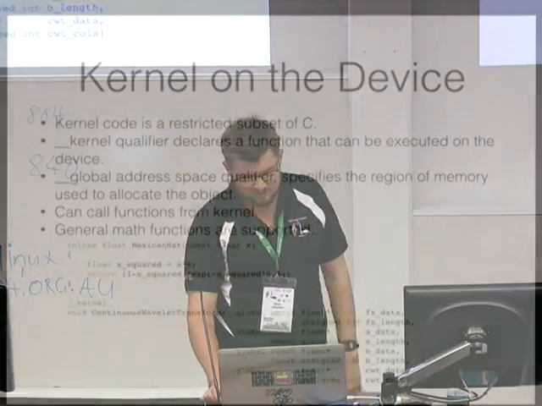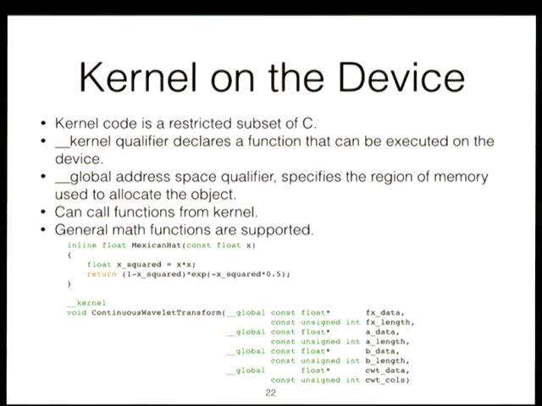So the kernel on the device. The kernel's the other program that's actually being run on these accelerated devices, and it's a little bit more interesting. The kernel code is a restricted subset of C. The __kernel qualifier declares a function that can be executed on the device. And the __global address space is memory that's mapped directly on the device. So the host would create global memory, and the kernel can use it, and it's explicit.